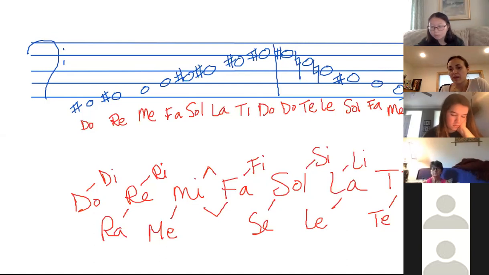Okay. So the ra is a little bit unique. You're only going to see that in Phrygian mode, where you have a half step at the beginning of the scale. Otherwise, that syllable really doesn't get used, unless you're in a chromatic situation like this.